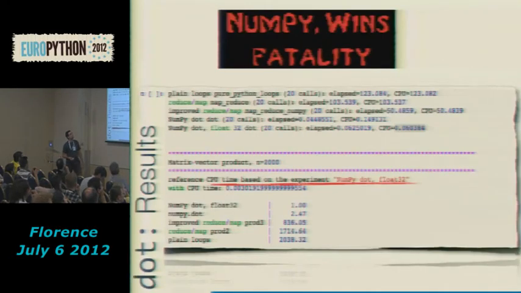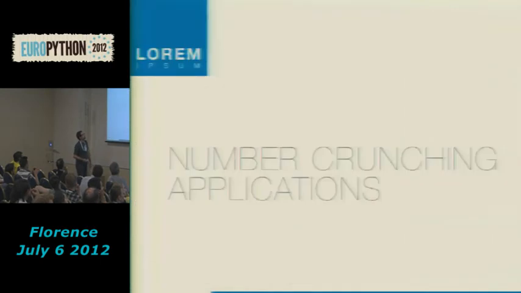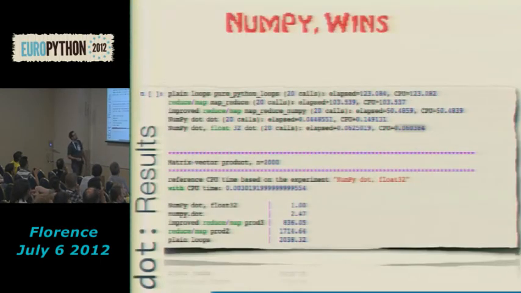Okay, NumPy dot float 32. Maybe the interesting part here is that plain loops are worse. In particular, this number means that we did it on a matrix and a vector of 2,000 entries. So the matrix was a square matrix, 2,000 times 2,000, and we did 20 different executions for each function.